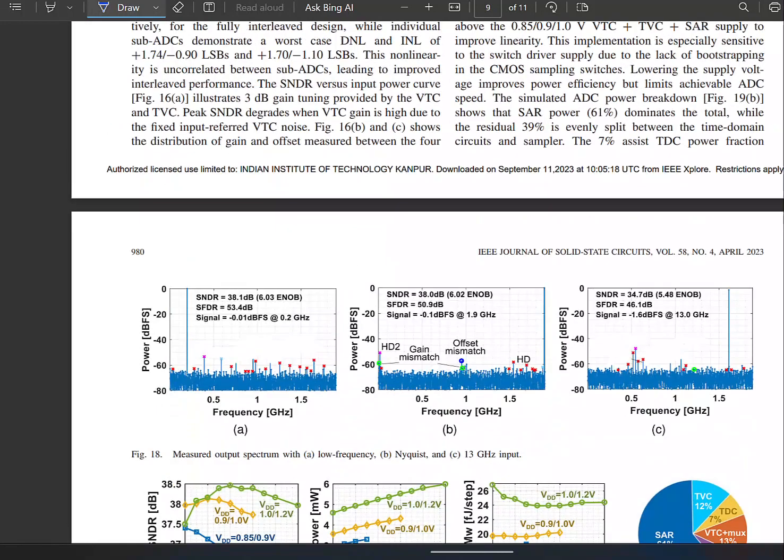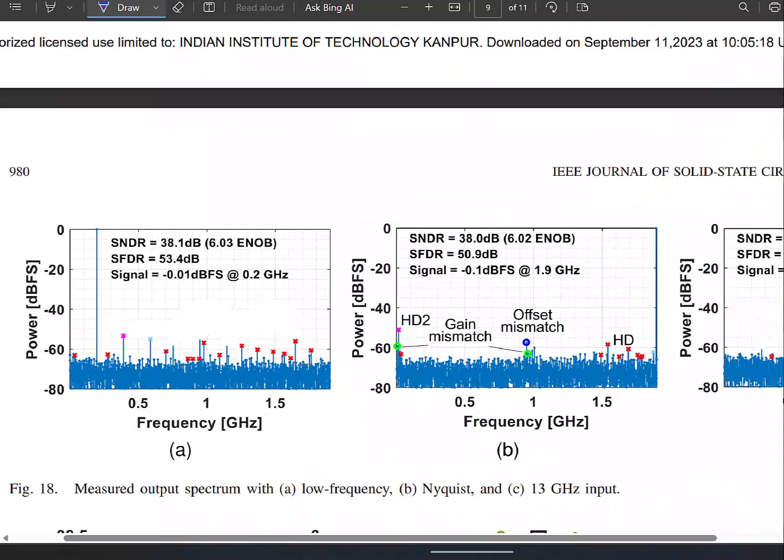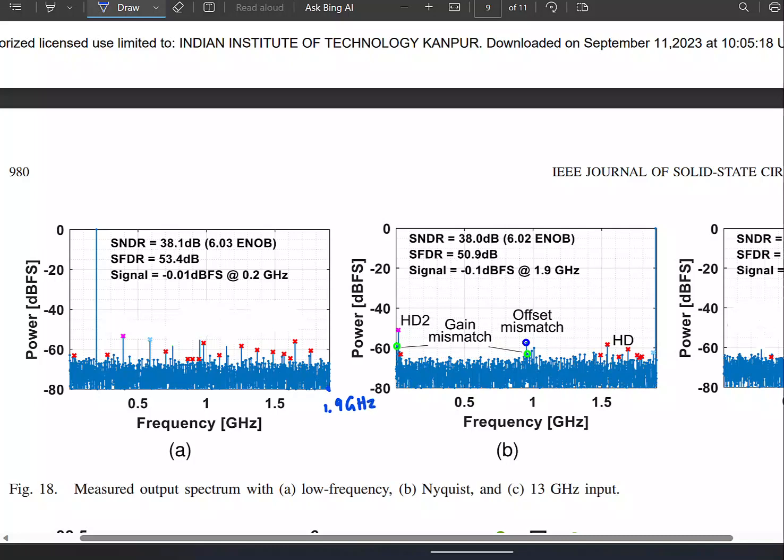Let's look at this output spectrum and make sense of this. So here, this is 1.9 gigahertz. So what is the sampling rate? 3.8. This is fs by 2. So my fs is going to be 3.8 gigahertz. The input frequency is 0.2 gigahertz.